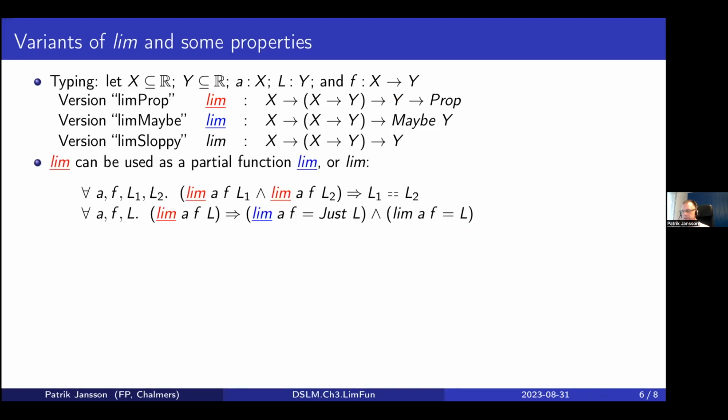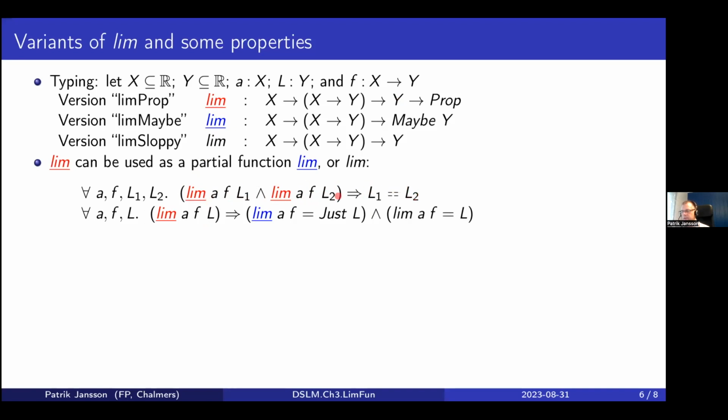Okay, so let's analyze a little further. I will not prove these properties, but it's straightforward from the definition to prove that if we take this proposition version of lim and we have as a condition that L1 and L2 are both limits of the same function f at the same point A. So then we can actually conclude that L1 and L2 are equal.